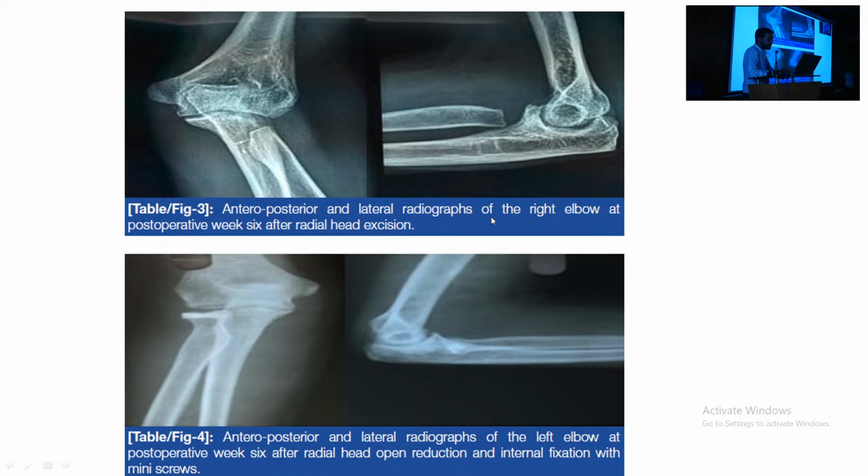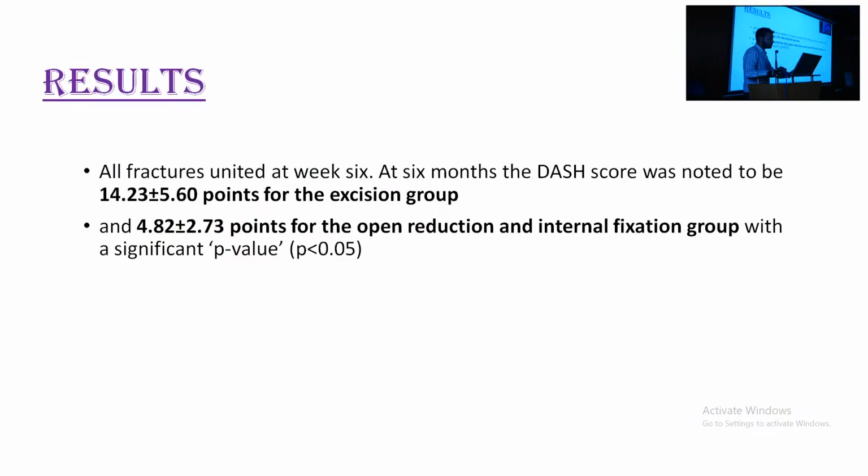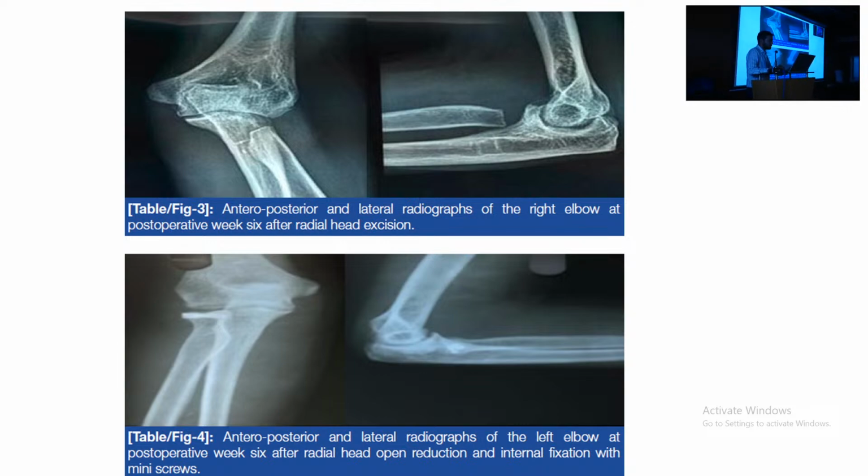Anterior, posterior and lateral radiograph of the right elbow at 6 weeks after radial head excision, and here after mini screw fixation, sir. After radial head excision, you have to stabilize the elbow joint for 6 weeks. Why 6 weeks? It's not 6 weeks. Six weeks is too long. No, sir, 3 weeks maximum. After 3 weeks, that slab is removed.